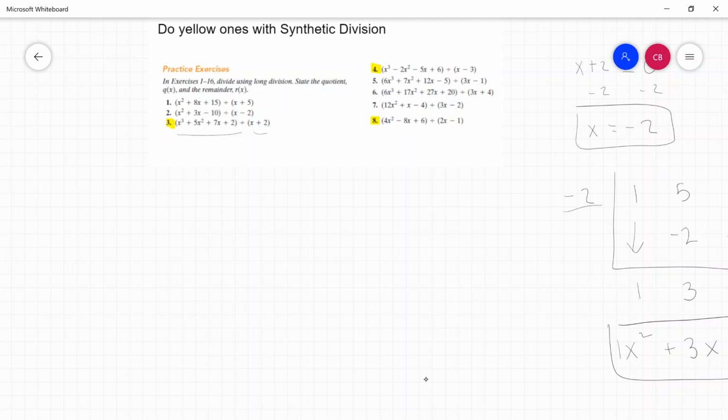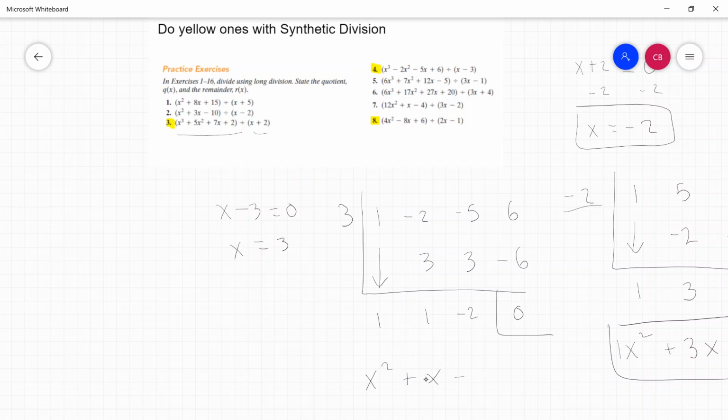Okay, let's do the next one. So x minus 3 equals 0. So x is equal to 3. And then our coefficients are 1, negative 2, negative 5, and positive 6. We drop it down. 3 times 1, 3. 3 minus 2, 1. 3 times 1, 3. Negative 2. Negative 6, and 0. Okay, so we started at x to the third. This is x squared plus x minus 2.